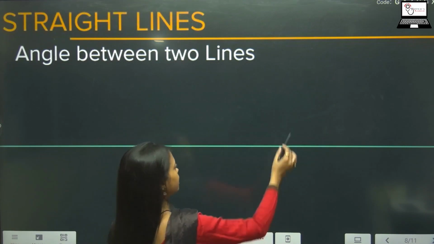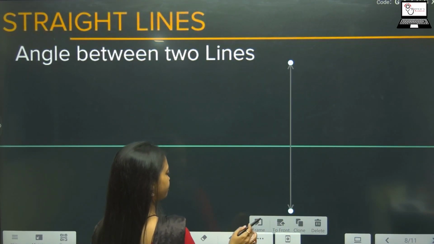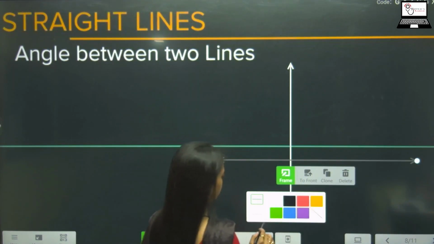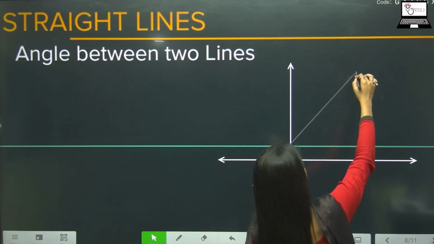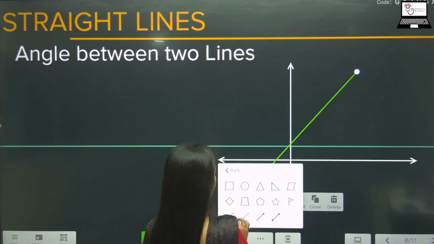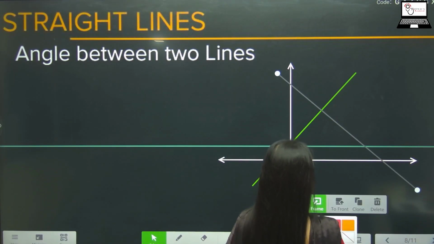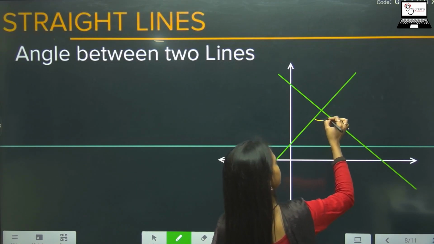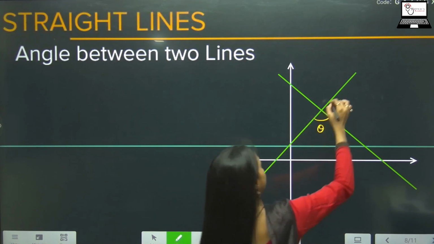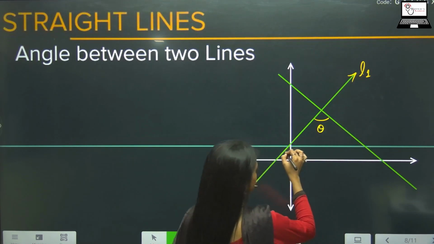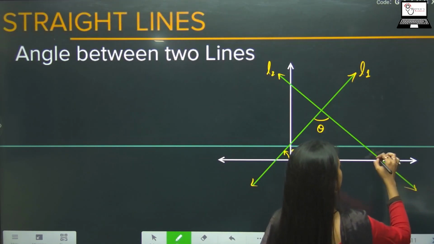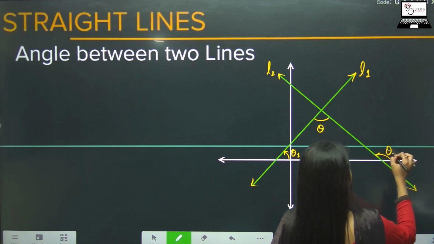Next, angle between two lines. This is also very easy. Let's find the angle between two lines. This is the first and this is your second. We are calculating this angle theta. Let's say this line L1 has inclination theta 1 and this line L2 has inclination theta 2.